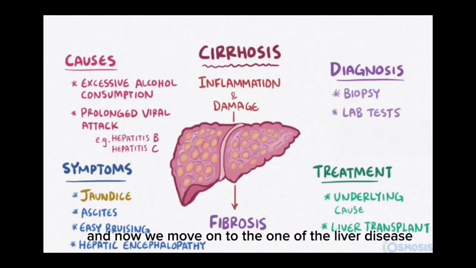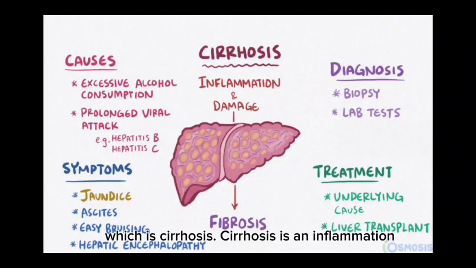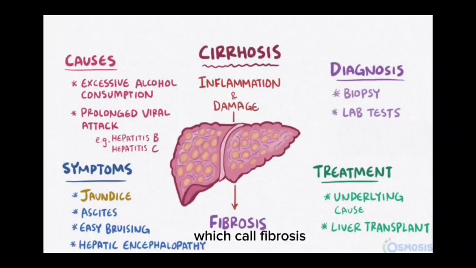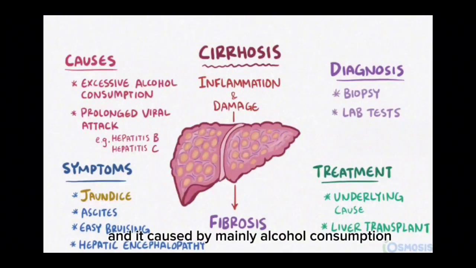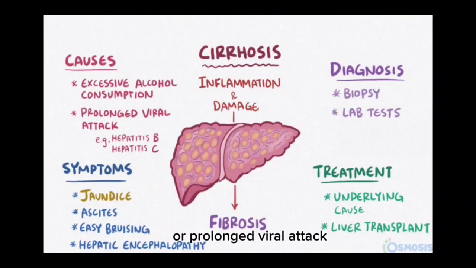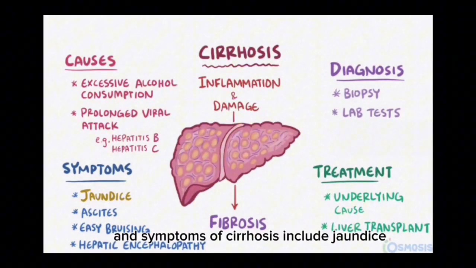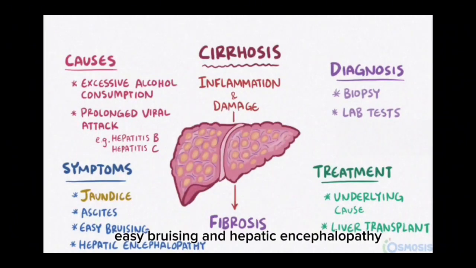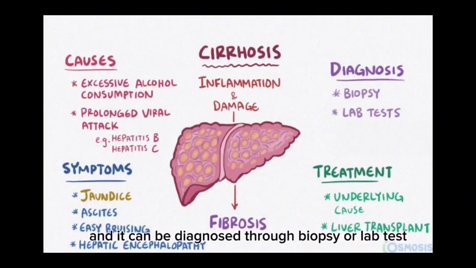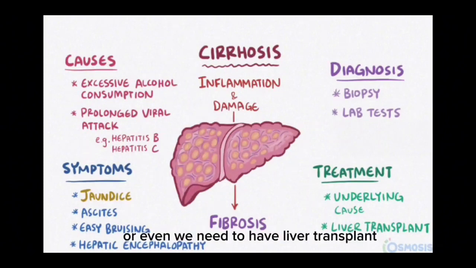And now we move on to one of the liver diseases, which is cirrhosis. Cirrhosis is inflammation and damage of the liver cells, which is called fibrosis, and this will cause irreversible scarring of the liver, and it is caused mainly by alcohol consumption or prolonged viral attack. The symptoms of cirrhosis include jaundice, ascites, which is fluid retention in the peritoneal space, easy bruising, and hepatic encephalopathy, and it can be diagnosed through biopsy or lab tests. The treatment for this disease is to treat the underlying cause, or we may even need a liver transplant.